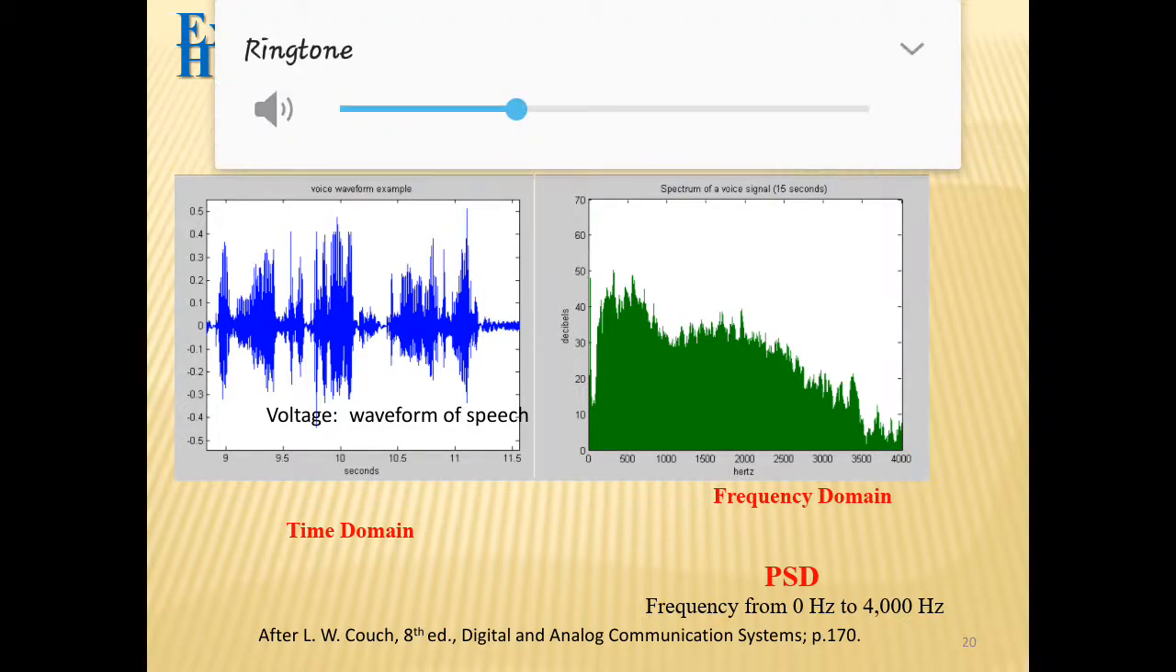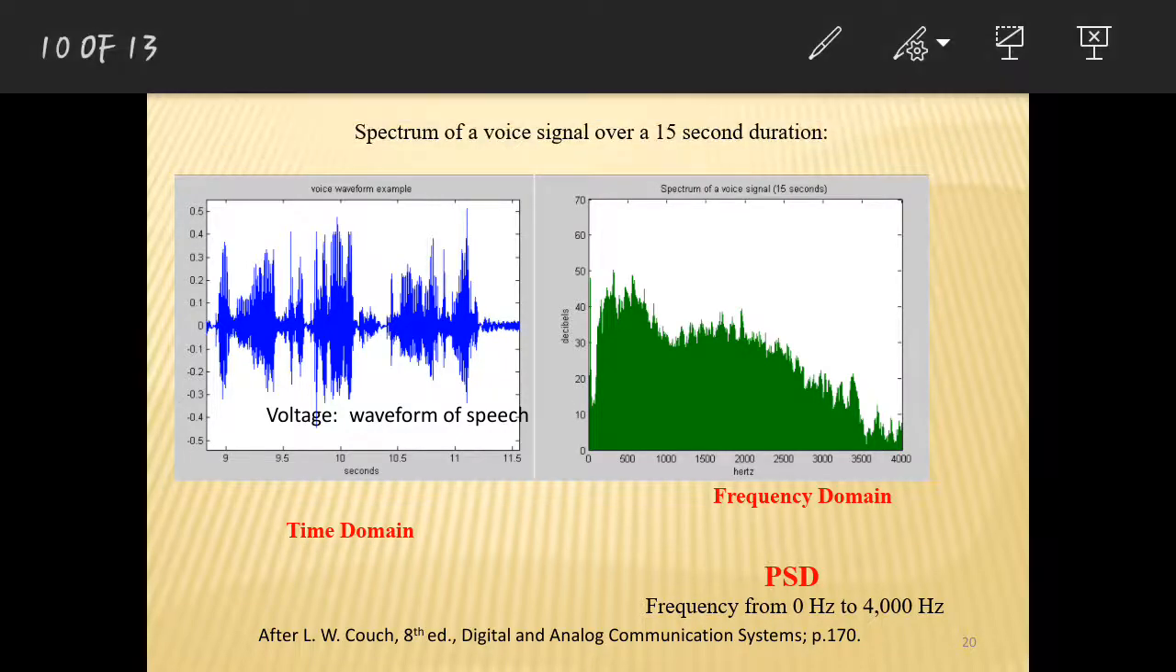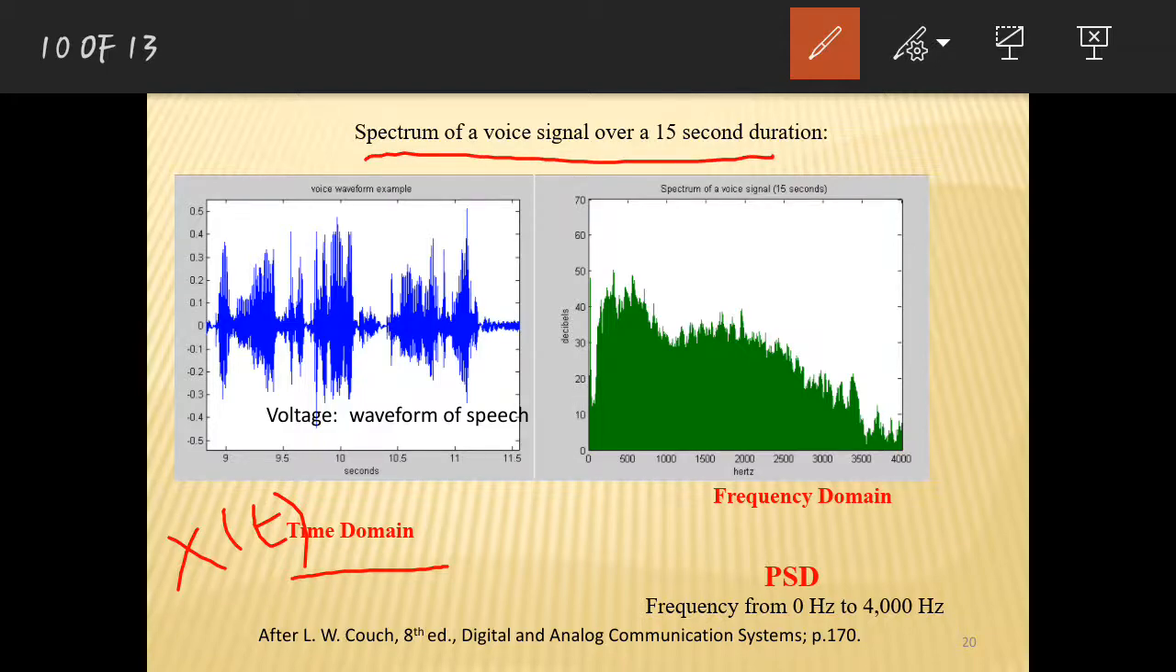In order to represent the signal in terms of power spectral density, I am going to take human speech as an example. The signals are available in the time domain. We call that signal x of t. I have recorded a voice message for 15 seconds. A spectrum of the voice signal is recorded for 15 seconds. It's a time domain signal, but to have a mathematical evaluation, we need to convert the signal into the frequency domain.